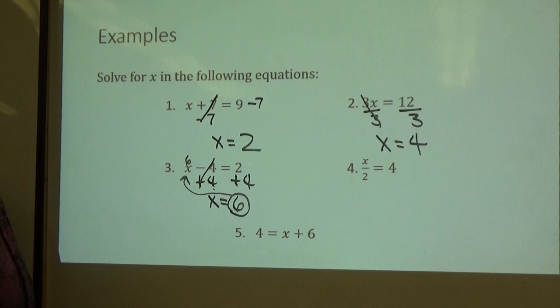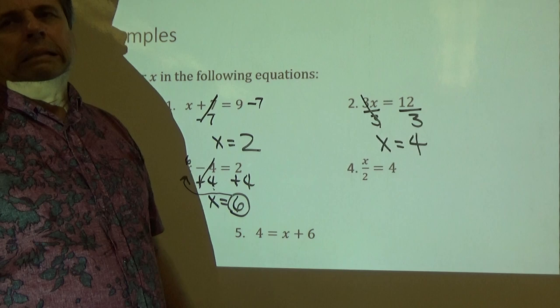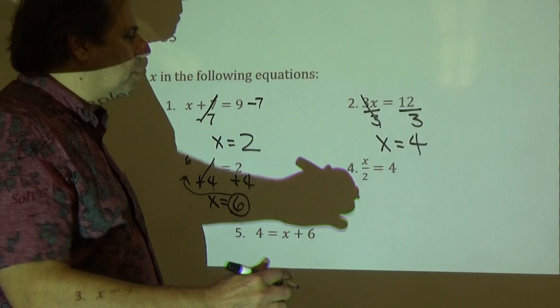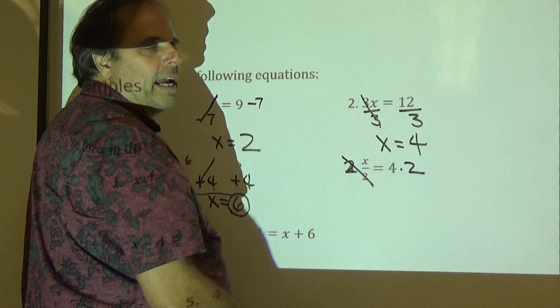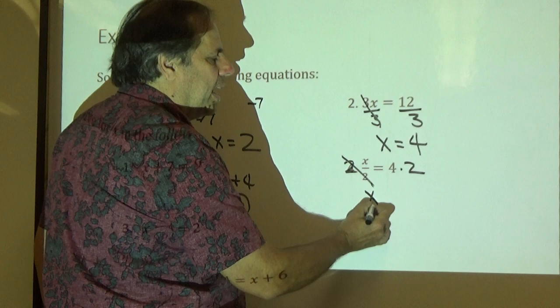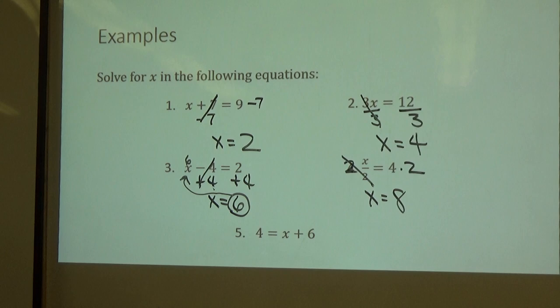Yep, it works. Here we have a division problem. X divided by 2. Oh, I get rid of this divided by 2. What's the opposite of divided by 2? Multiply by 2. I'm going to multiply this side by 2. If I'm going to multiply this side by 2, what do I have to do to that side? These two cancel each other out. 2 divided by 2 is just 1 times x. That's x. And then 4 times 2 is 8.